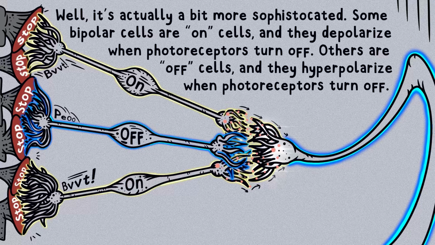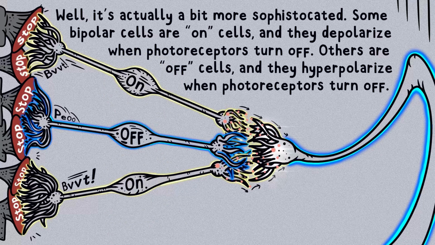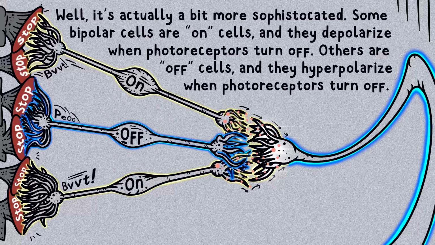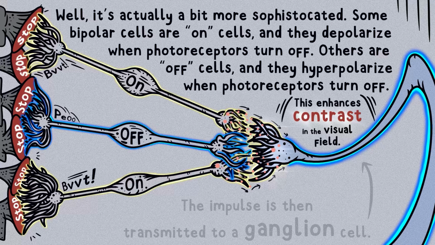Indeed, some bipolar cells do, in fact, depolarize when released from inhibition. We call these bipolar cells on cells. Other bipolar cells do the opposite. That is, they hyperpolarize when released from inhibition. And we call these varieties off cells. This enhances contrast in the visual field.